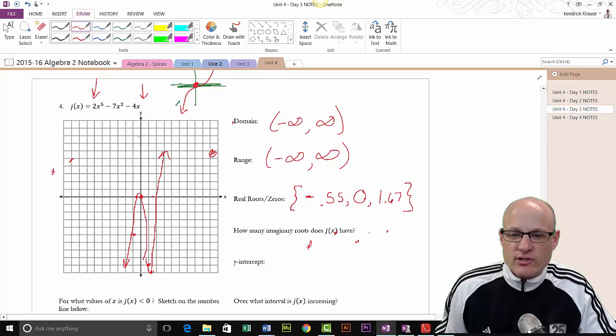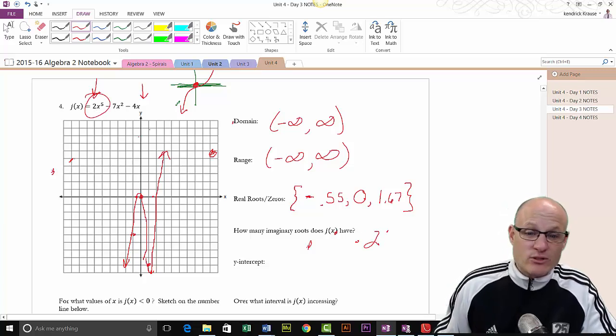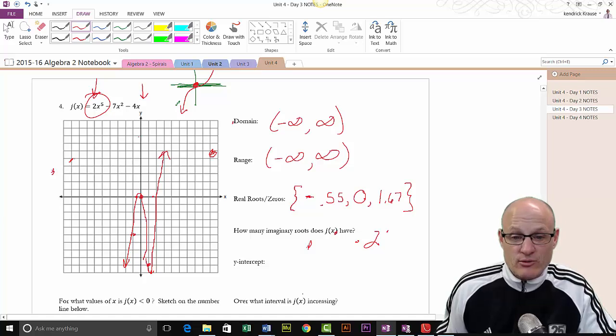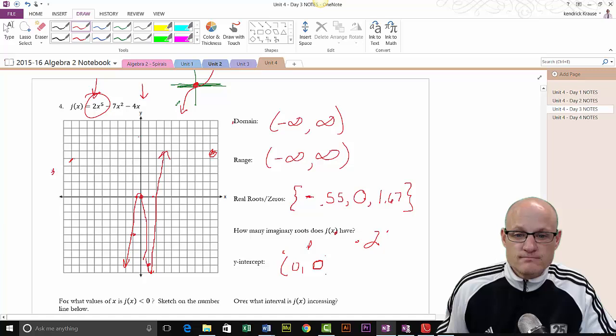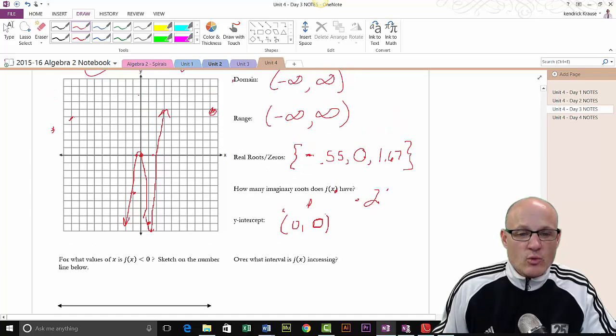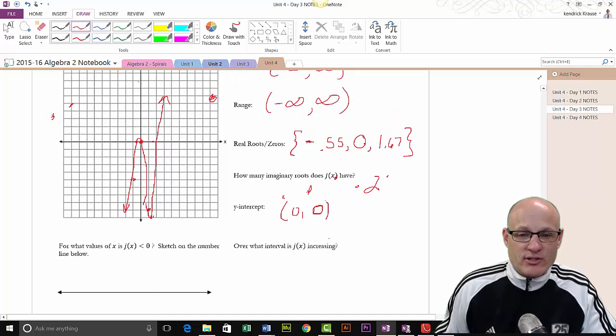So how many imaginary roots does it have? 2. If there's a total possible number of 5 real roots, that means we're going to have 2 imaginary roots. The origin is the only y-intercept. Okay. Oh, I wish I had a new computer. Over what interval is it less than 0?